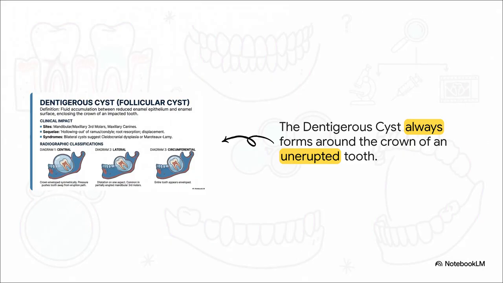Next up is one of the most common developmental cysts out there, the dentigerous cyst. Its identity is pretty straightforward. It is always found surrounding the crown of a tooth that hasn't erupted yet, usually a wisdom tooth or a canine. And as you can see in these diagrams, that location leads to three main patterns on an X-ray. Central, where it's perfectly centered. Lateral, where it's off to one side. Or circumferential, where it just envelops the entire tooth.